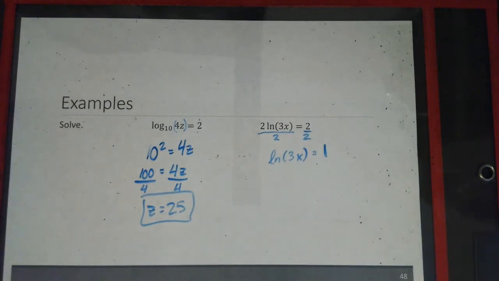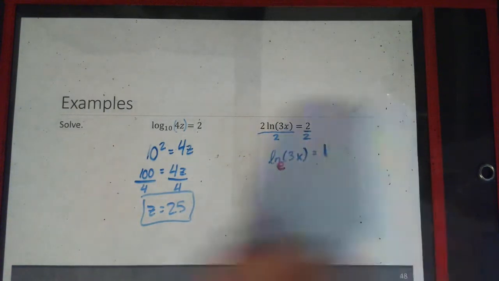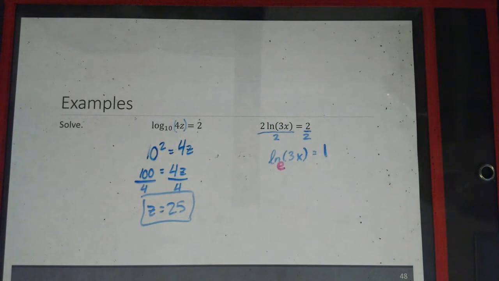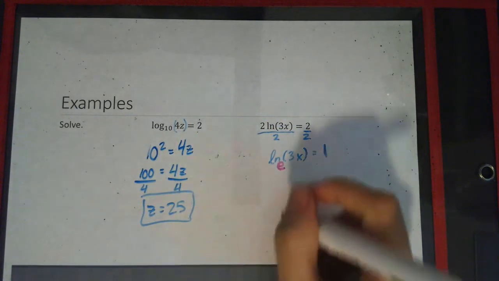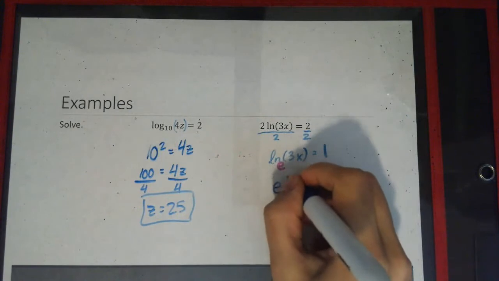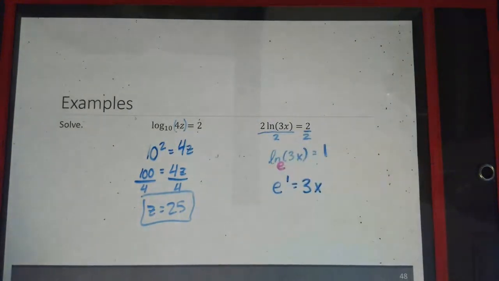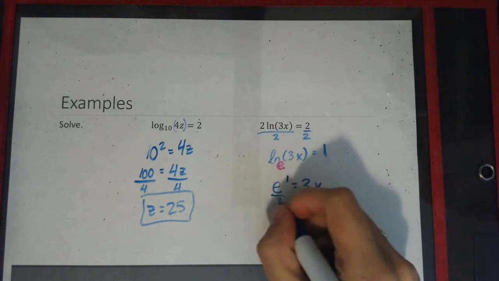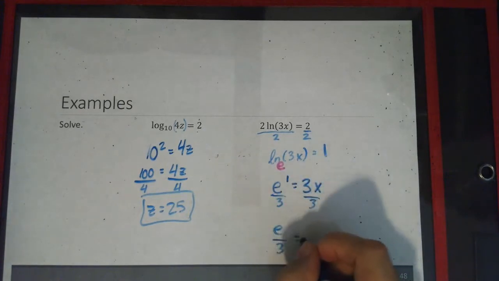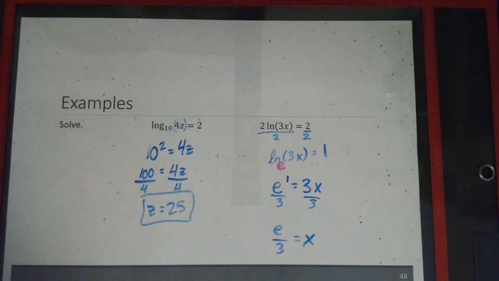When I go to put this in exponential form, I need to know what base I'm working with. But I don't see a base. You have to remember that the natural log has a base of e, even though we don't see it. So now I can put it in exponential form, giving me e to the first power is equal to 3x. But e to the first power is just e. So to solve for x, I need to divide both sides by 3. I get e over 3 is equal to x. You can leave your answer just like that. No problems. Life is good.